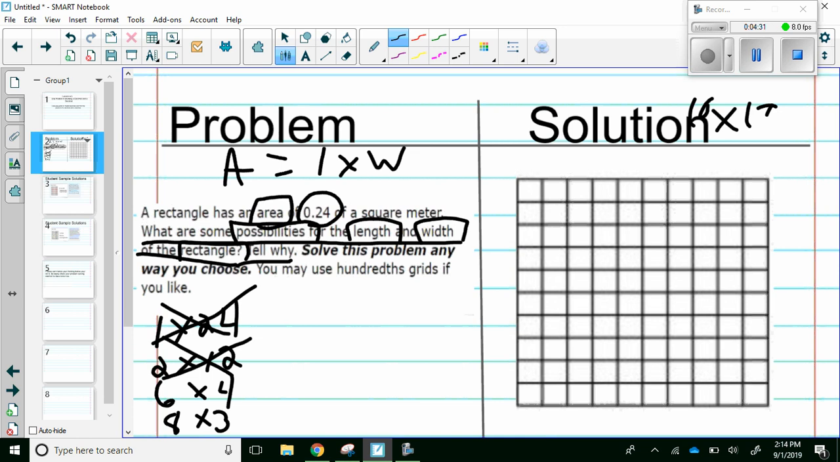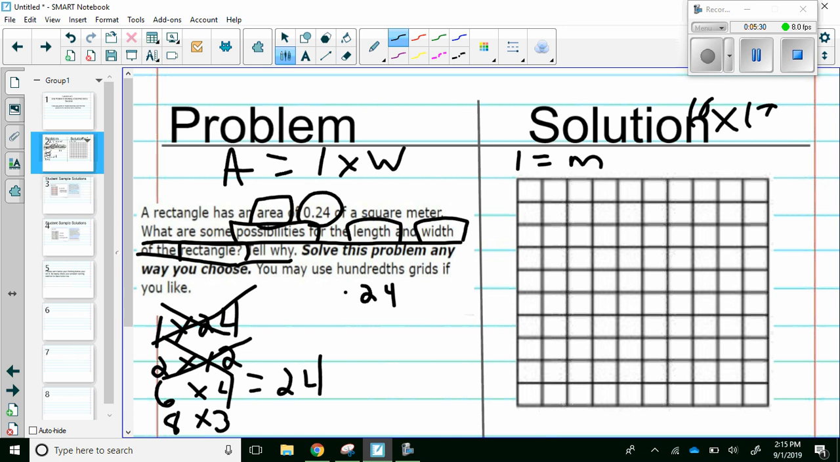So let's try 6 times 4. I think that might be a good possibility. I know I'm working with 24 hundredths. And knowing that 6 times 4 equals 24 helps me think that that might be a possibility. But now I need to note that I'm working with hundredths. I'm working with decimals. So in this square grid here on the right under the solution column, I know that this whole square equals 1 meter. This is 1 whole square meter. Every square within this grid represents a hundredth. I think that 6 times 4 equals 24, but I'm working with hundredths because each square is one hundredth.